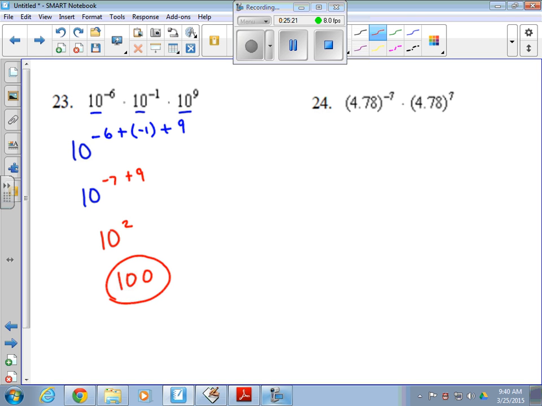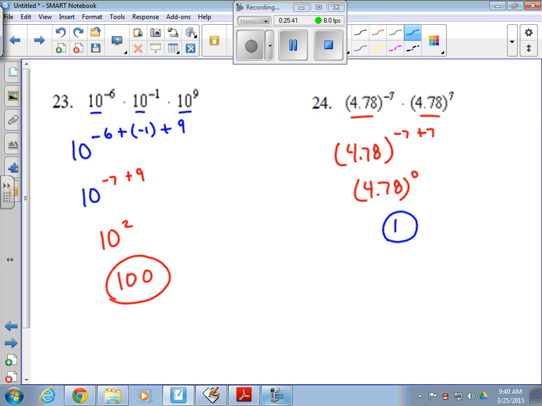Both of these are the same base, 4.78. So just like 23, add the exponents. 4.78 to the negative 7 plus 7. 4.78 to the 0 power. Anything to the 0 power is 1.